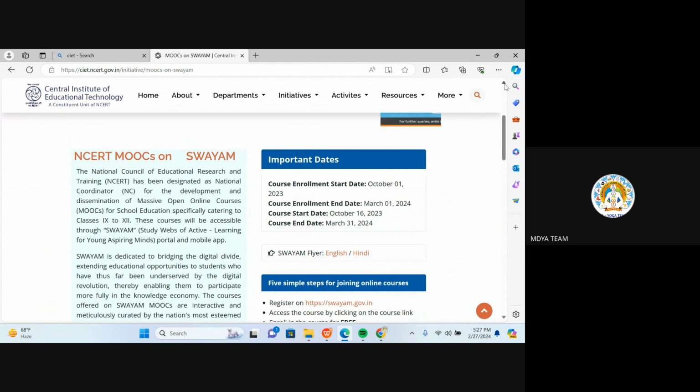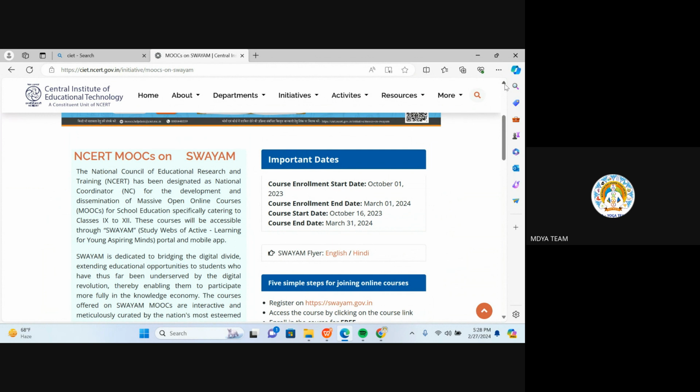This is a portal and mobile app. All these are mobile apps. Anybody can use these apps and get education according to their need. The National Council of Education Research and Training has been designated as national coordinator for the development and dissemination of massive open online courses for school education. All the apps we are learning about come under schools. These courses will be accessible through Swayam. Swayam is also for higher education.